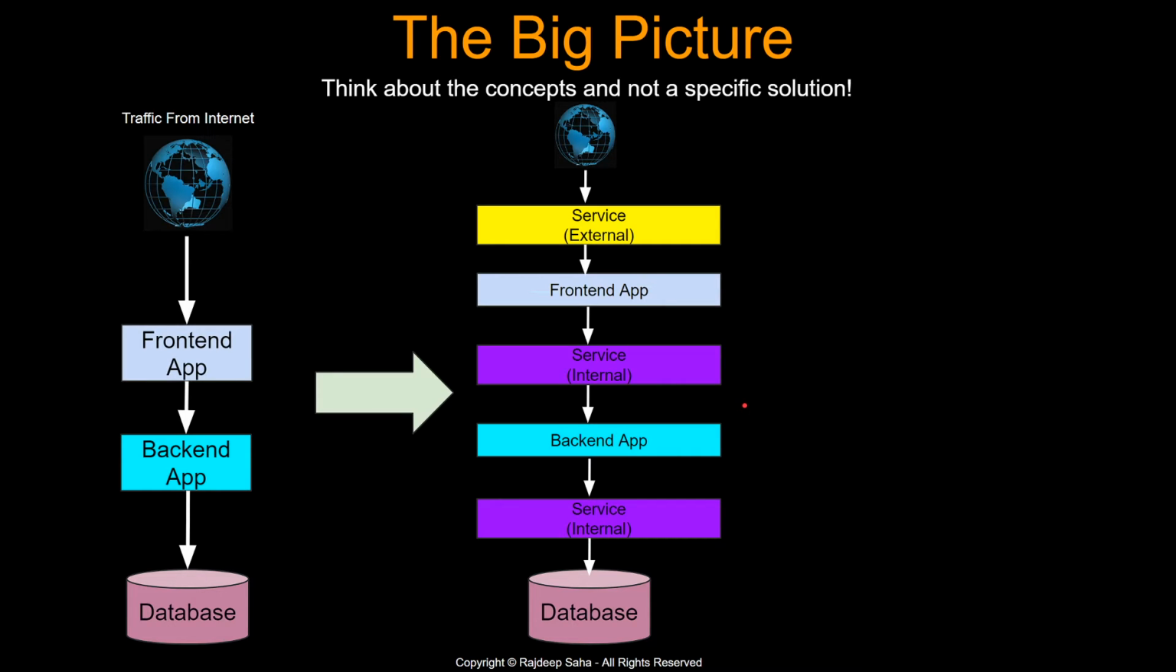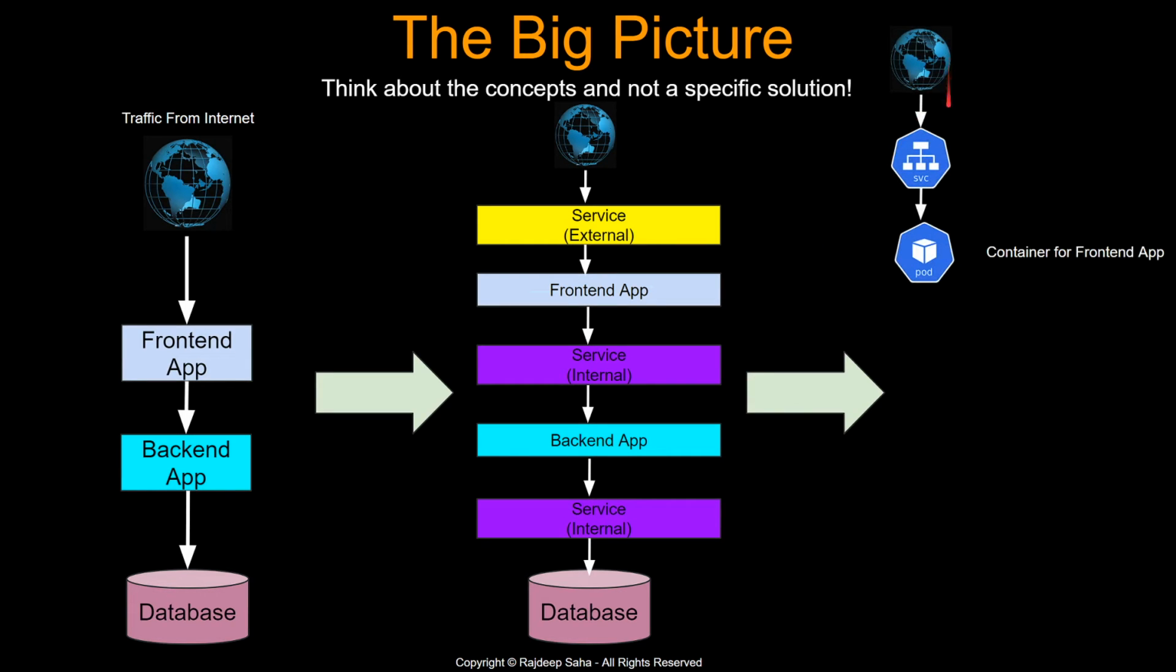So how would this look with actual Kubernetes components? The traffic will hit a service, and that service will route the traffic to the pods which are running containers for the front-end app. Can you think about what kind of service this should be? This service should be a load balancer. It accepts external traffic and also balances the load.